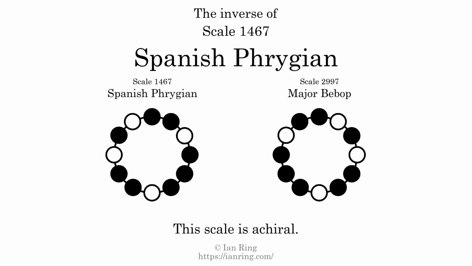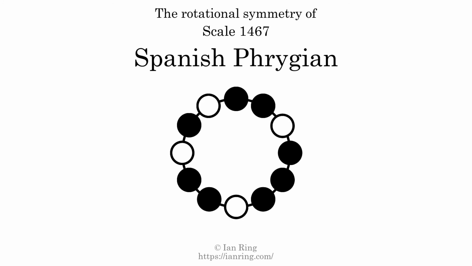The inverse of a scale is a mirror image. It is what you get when the sequence of intervals is reversed. The inverse of this scale is scale 2997, also known as major bebop. This scale is achiral, since it can transform into its own reflection by a rotational transformation. This scale has no rotational symmetry.